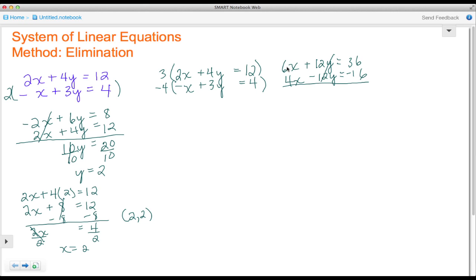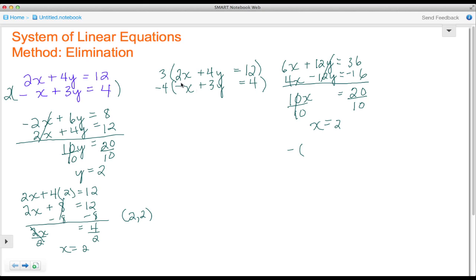Now I have 6x plus 4x to give me 10x. And on the right hand side, 36 minus 16 to give me 20. Divide both sides by 10. And I'm left with x is equal to 2. And I take this value of 2 and substitute it back into one of these original equations. Just to be different from the first example, I'm going to substitute it into the second equation.